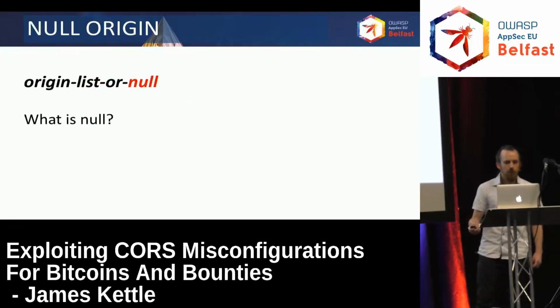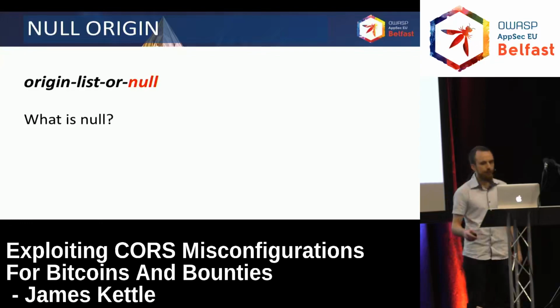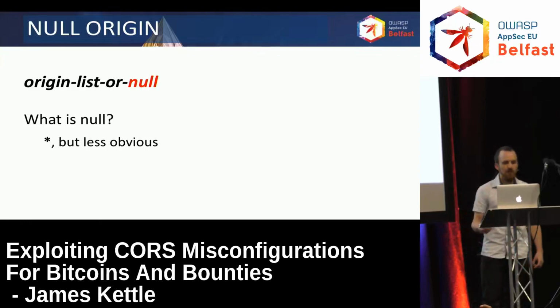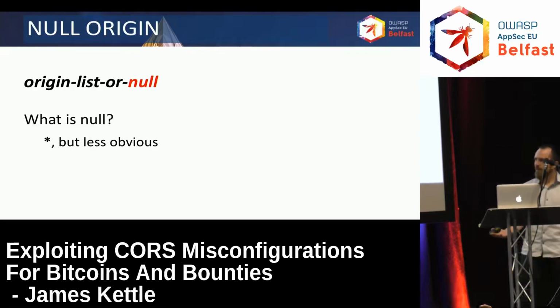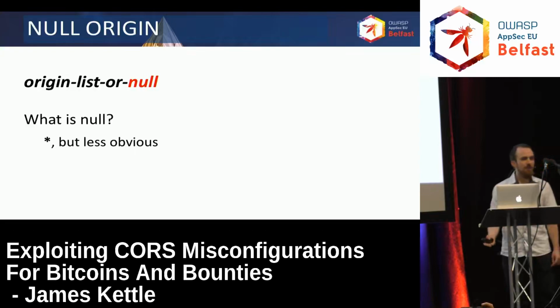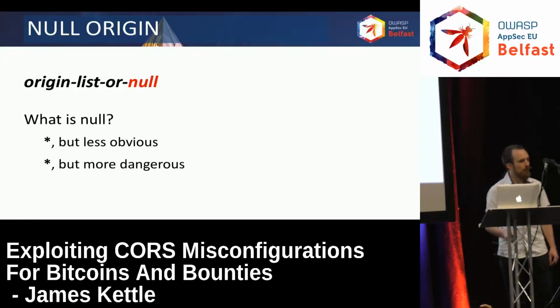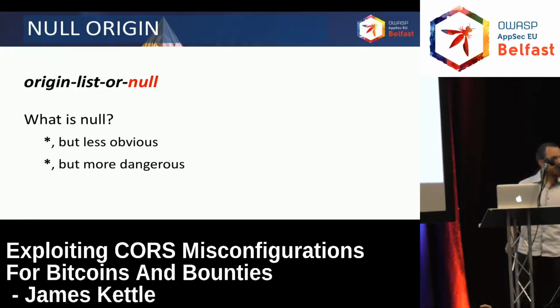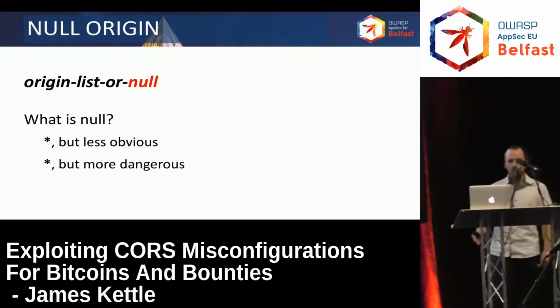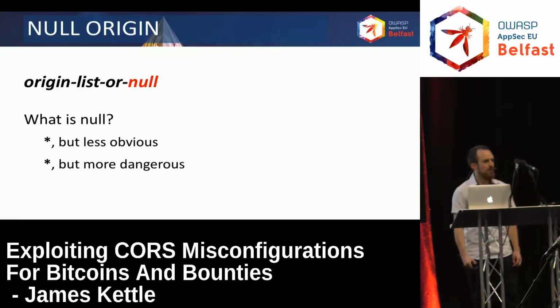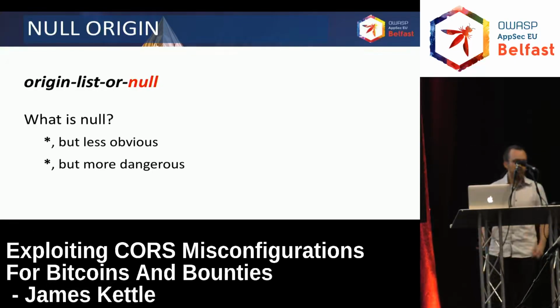So, in conclusion, what have we learned about the null origin? Well, it's actually the wildcard in disguise. If someone says they trust star, you can tell what they're trying to say. If they say they trust null, it's not immediately obvious that they're giving access to every site out there. But actually, it's worse than the wildcard. It's more dangerous because the exception with regard to credentials and the wildcard doesn't apply to the null origin. So if you say you trust the null origin with credentials, you are genuinely sacrificing the same origin policy entirely on your site.